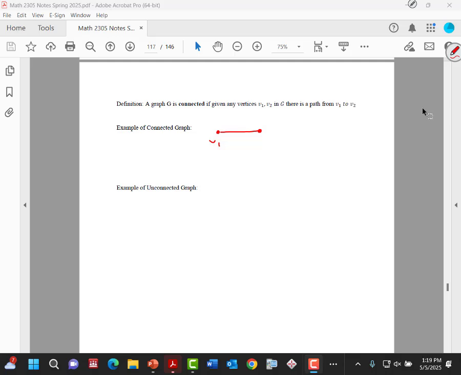So we'll just say v1, v2, v3. We'll say this is v4. Okay, so this graph right here is connected because for every vertex in the vertex set, there's a path from one vertex to another. Okay, what would an unconnected graph look like?